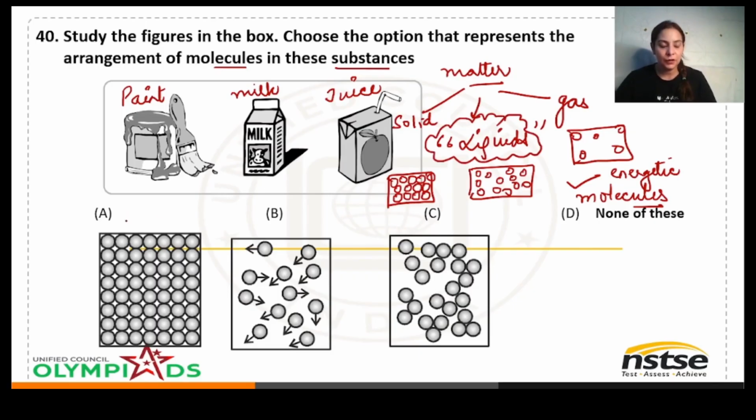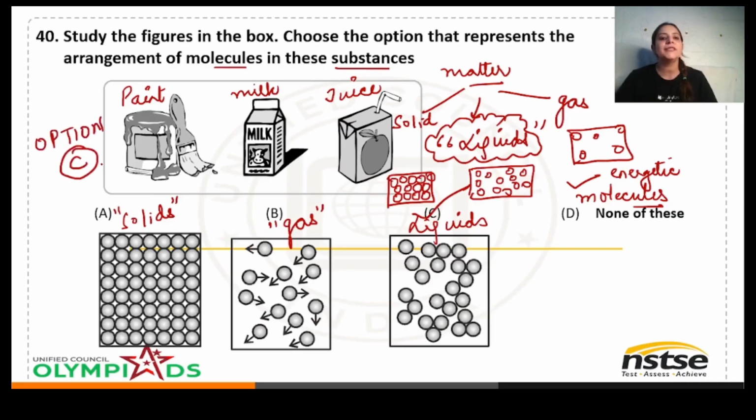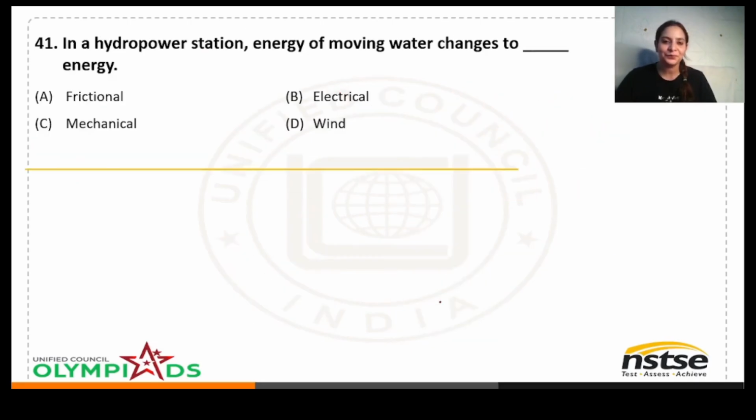Now in option A, you can see that particles are tightly packed. This indicates the arrangement as in solids. Here you can see that particles are quite energetic. This indicates the arrangement in gas. And here they are loosely packed. It indicates the arrangement present in liquids. So the correct answer is option C, because all of them are liquids and this is how the molecules are arranged in them.